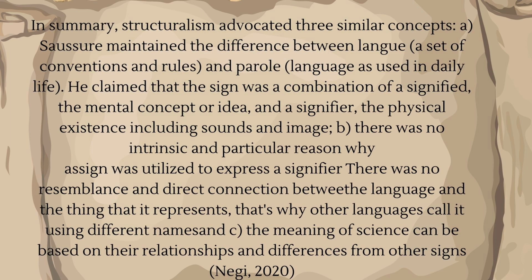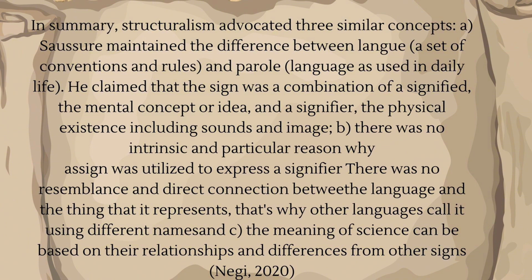In summary, structuralism advocated three similar concepts. Saussure maintained the difference between langue, a set of conventions and rules, and parole, language as used in daily life. He claimed that the sign was a combination of a signified, the mental concept or idea, and a signifier, the physical existence including sounds and images.